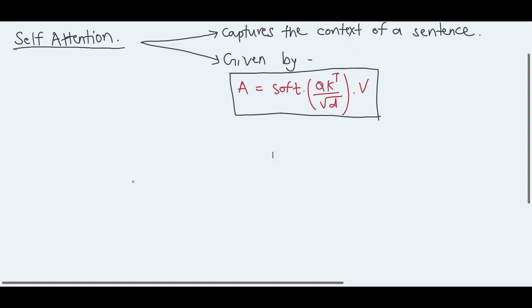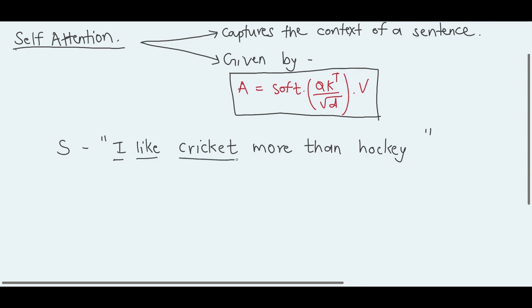We will take an example of the following sentence: I like cricket more than hockey. We'll use this sentence and we will see how the context is captured. The first thing we do is to split the original sentence into smaller parts. In this case, suppose we are splitting this original sentence into words. So there will be 6 words, right? And these smaller parts are known as tokens. So here we have 6 tokens.